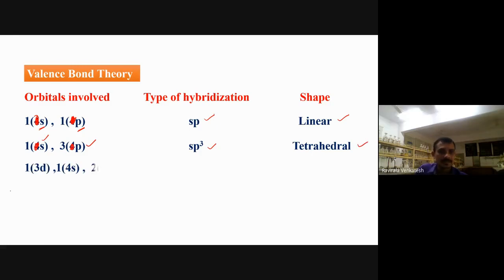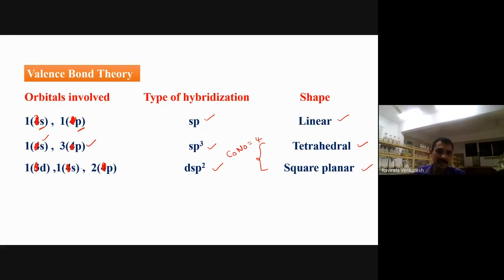And next, one d orbital, one s orbital and 2 p orbitals. If they mix, what happens? The hybridization we get is dsp2 and the shape we get is square planar. In these two cases, the coordination number is equal to how much? It will be 4. So with coordination number 4 and sp3 hybridization, the shape is tetrahedral. With coordination number 4 and dsp2 hybridization, the shape is square planar.